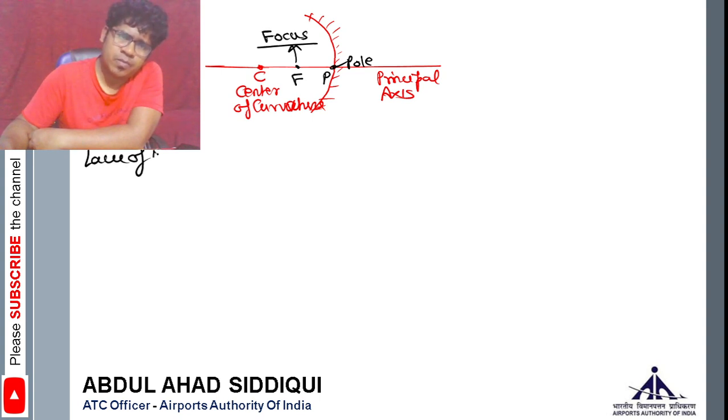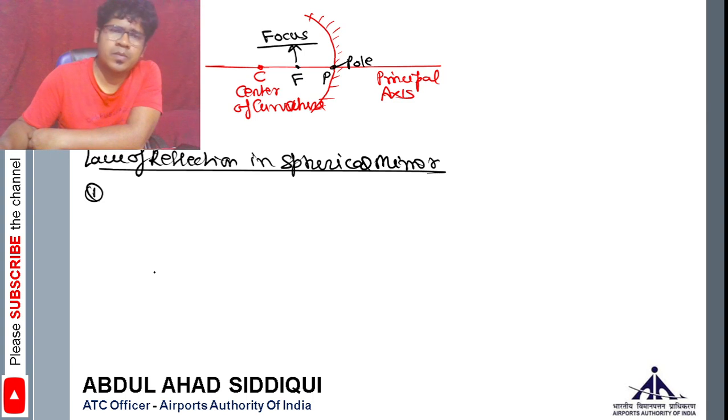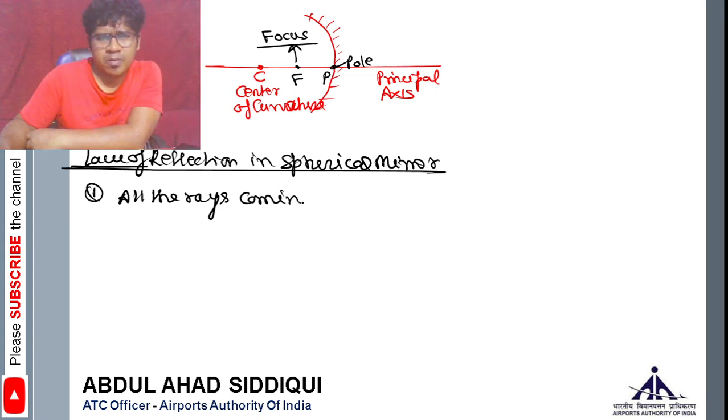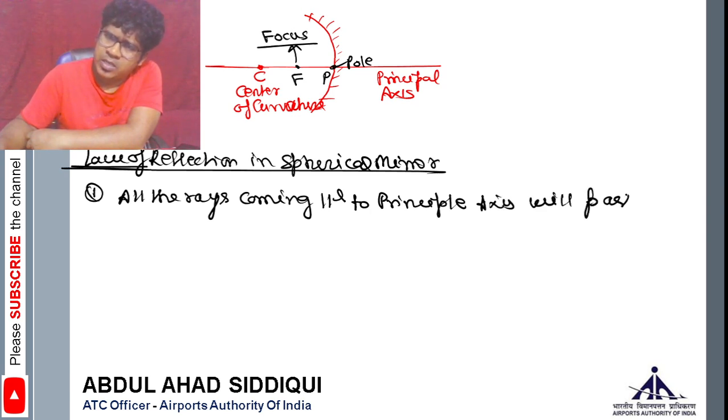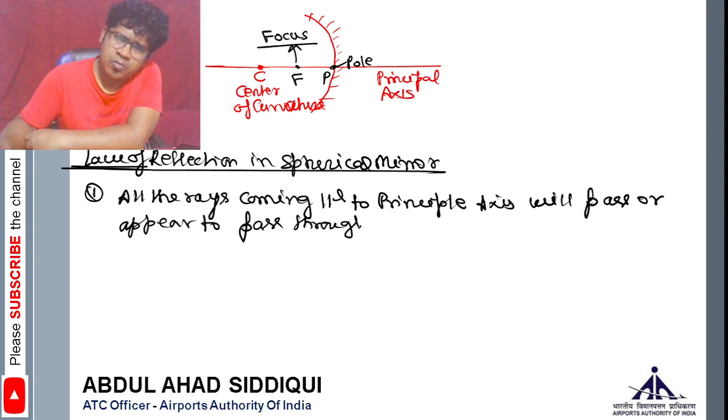Laws of reflection in spherical mirror. Number one, all the rays coming parallel to the principal axis will pass or appear to pass through the focus. What does it mean?